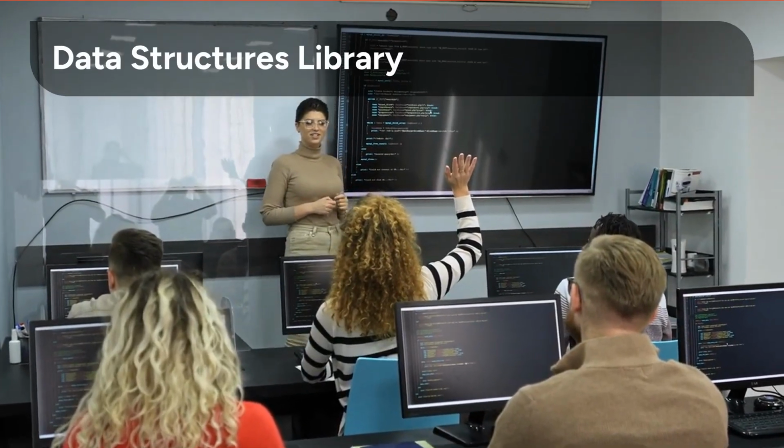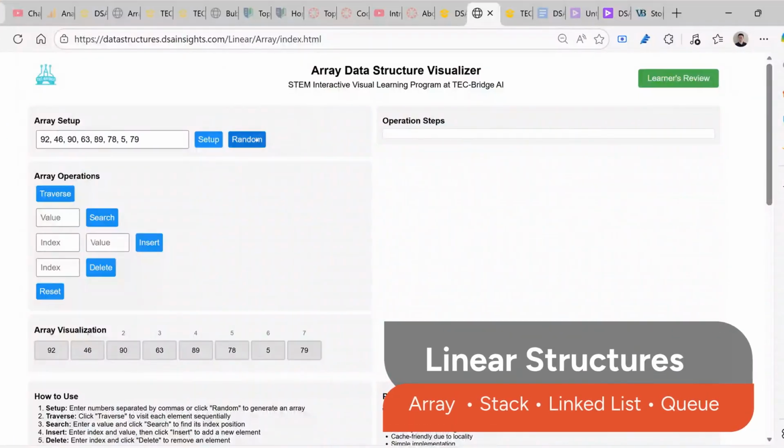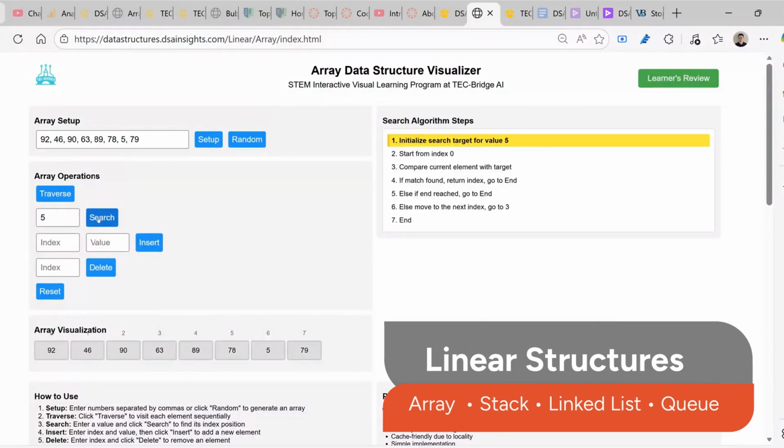Next, explore the backbone of modern programming in the data structures section. Dive into linear structures like arrays, stacks, queues, linked lists, and priority queues, seeing how operations like insert, delete, and traverse work visually. This slide shows searching a value 5 in a random dataset.